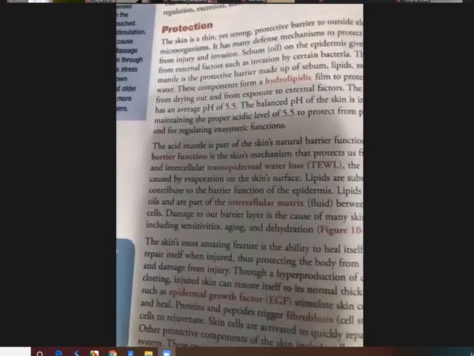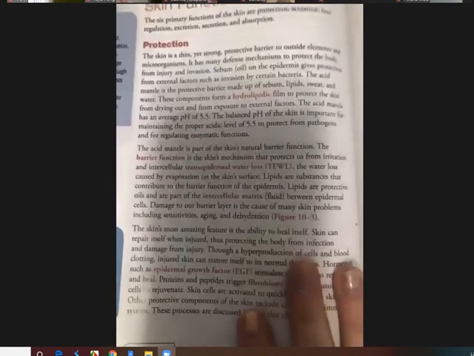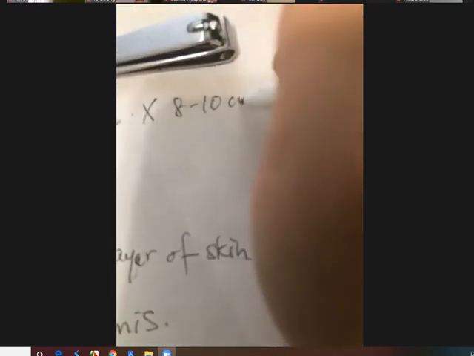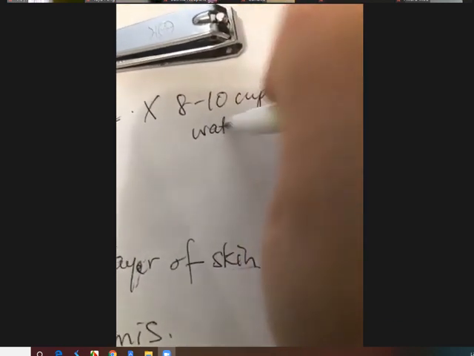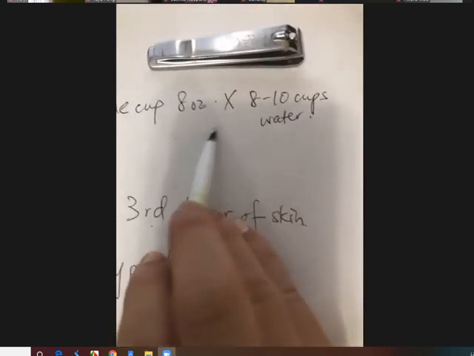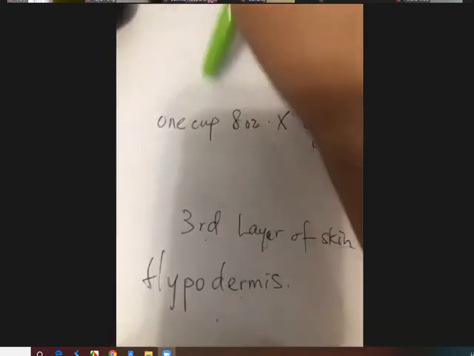Okay, 每天要喝大概8到10杯水。1 cup is 8 ounces. So you should drink 8 to 10 cups of water each day.